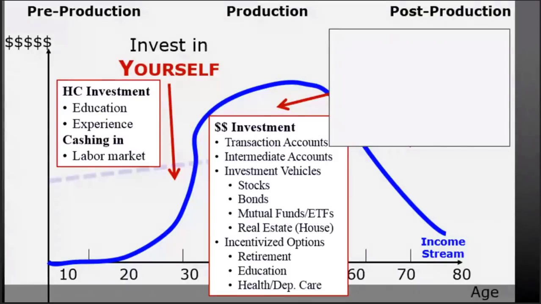So we can take what we've gained in our human capital, turn that into financial capital, and then invest that in things like transaction accounts, intermediate accounts, investment vehicles, options through our jobs such as retirement plans, maybe education savings accounts. Basically what we're doing is saying, okay, we have our human capital, we're turning that to financial capital, and then we're making that financial capital go to work for us so that we can reach our financial goals, ultimately reaching our life goals.